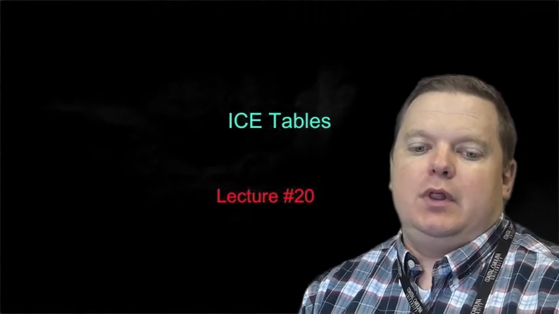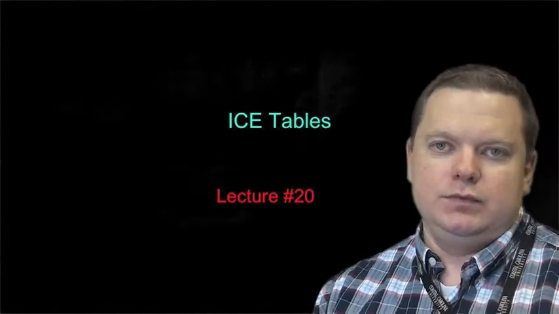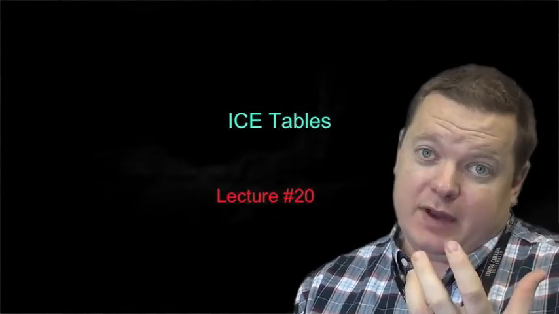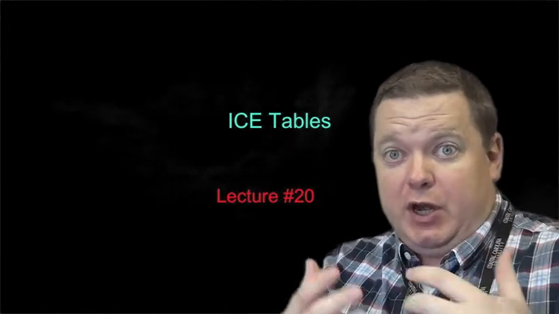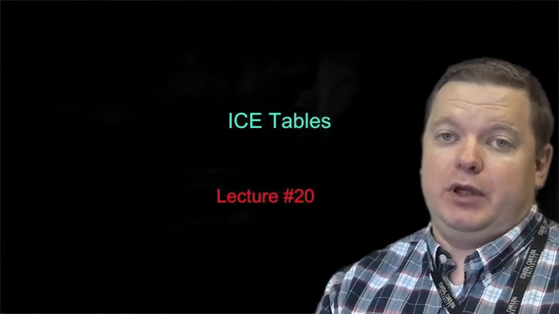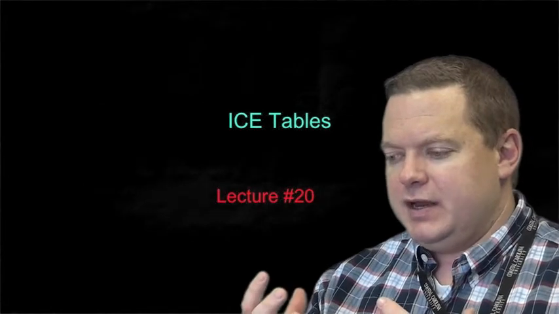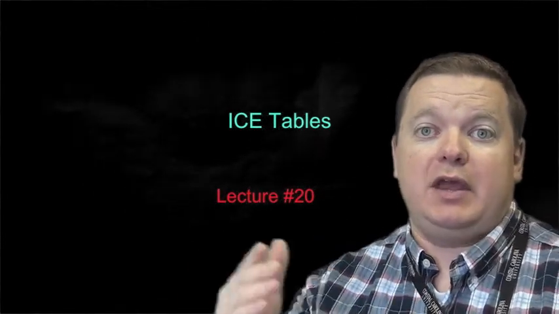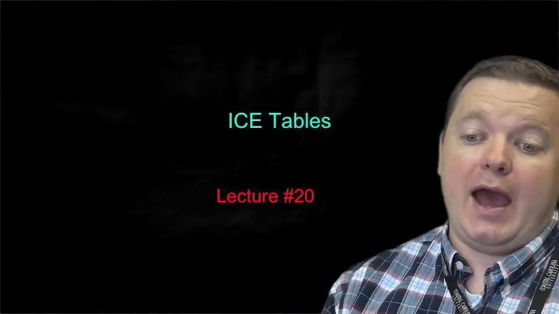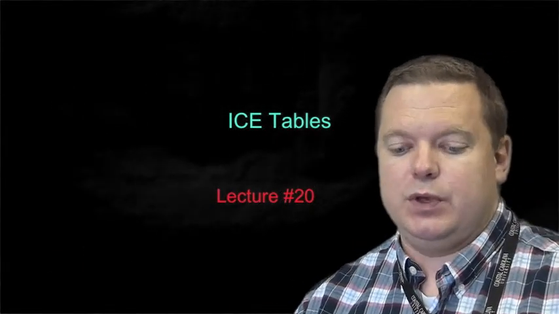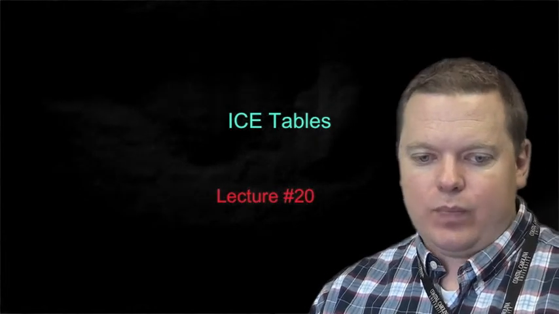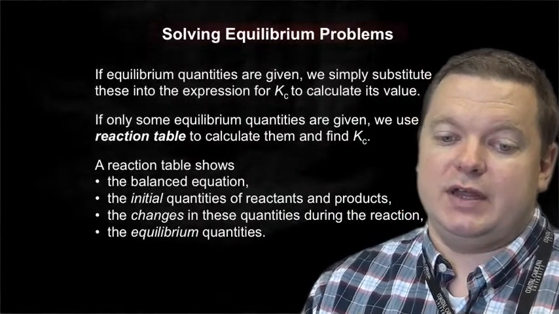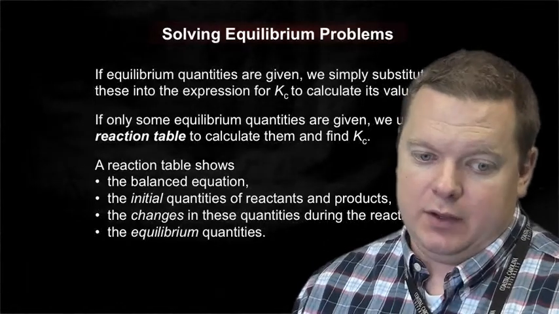Ice tables, lecture number 20. So we're going to expand on this idea of the equilibrium constant. Instead of calculating this value to predict whether we are at equilibrium, we're going to apply it so we can take where we initially start and calculate concentrations at equilibrium using a process we call an ice table. So if equilibrium quantities are given, we simply substitute those values into K and calculate its value.